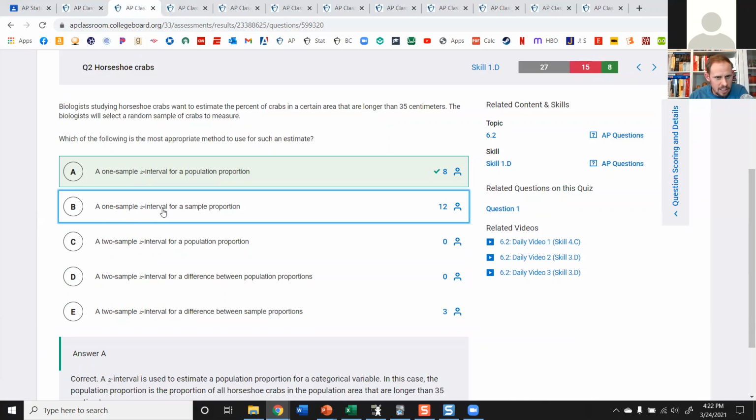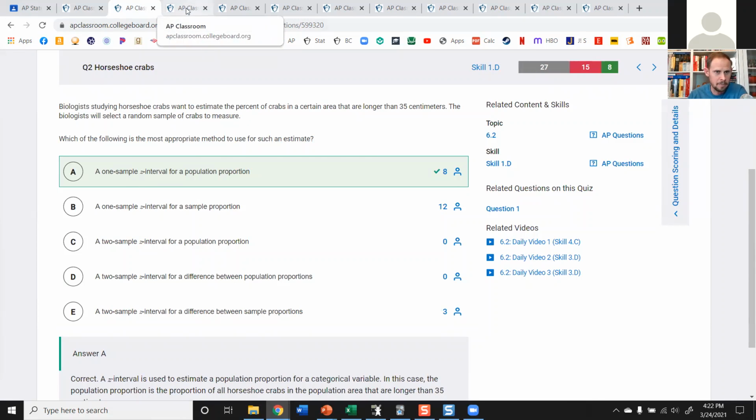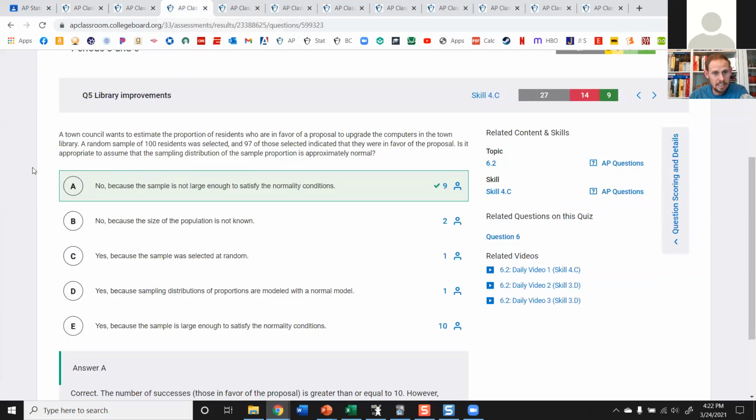Man, why don't we go with one sample for sample proportion? Yeah, we're never estimating the sample proportion, guys. We can find exactly the sample proportion. No reason to make an interval for that. We use it to make the interval, but it's a population proportion. That's the true proportion that we're talking about. When we use the word true, that's what we're talking about.